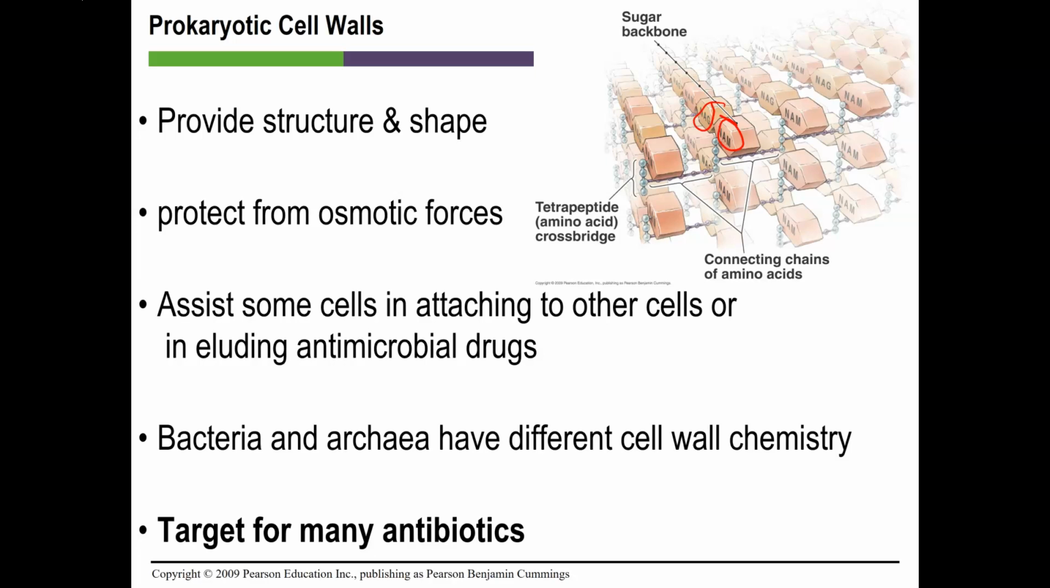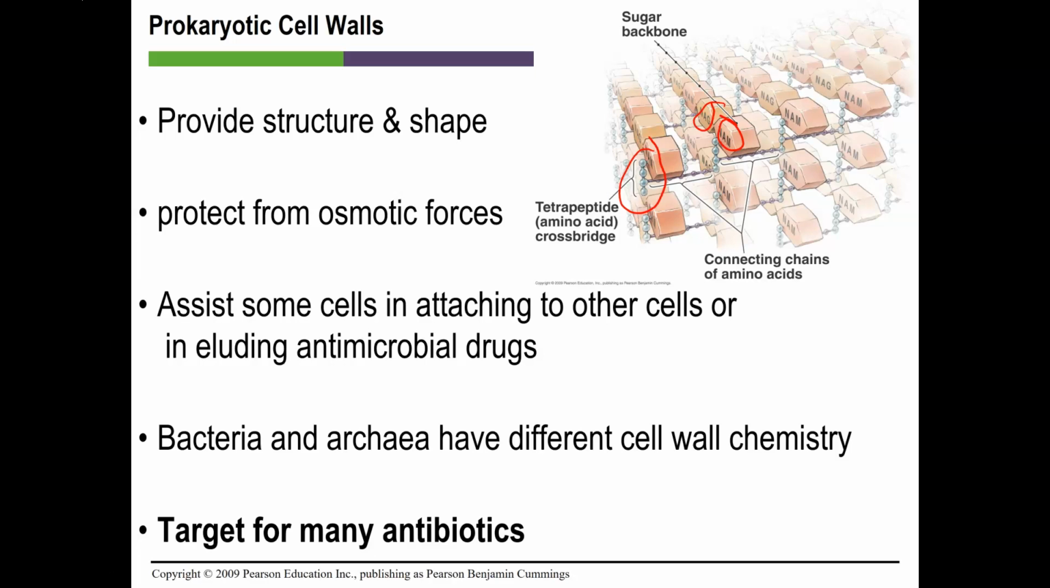NAG and NAM subunits are linked together by peptide bridges. These little blue balls represent amino acids that are responsible for the linkage. This overall structure forms what's known as peptidoglycan. That's spelled out for you on the next slide. This is a bacterial cell wall, not an archaeal cell wall. This is the structure that's so important to bacteria.